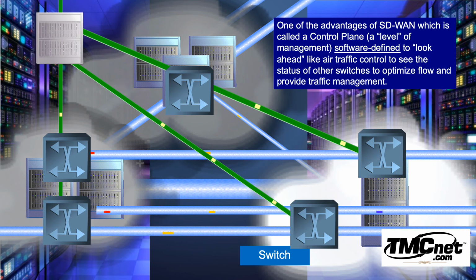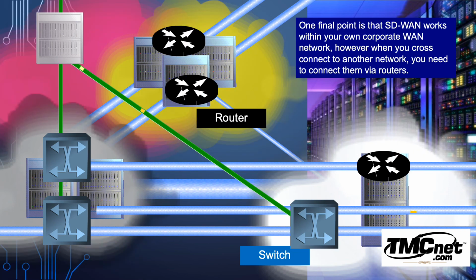One of the advantages of SD-WAN is what is called a control plane, a level of management, that is software-defined to look ahead like air traffic control to see the status of other switches to optimize flow and provide traffic management. One final point is that SD-WAN works within your own corporate network. However, when you cross-connect to another network, you need to connect them via routers.